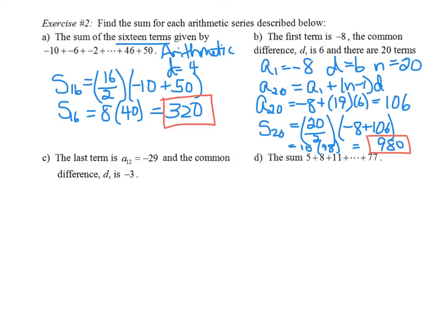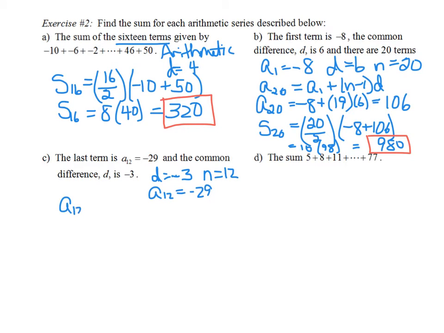That's a lot easier than listing them all down and then adding together. Plus, most of the time you're going to have to show your work, so you're going to have to show that sum formula. Let's look at part C. We know the last term, a12, is equal to negative 29, and the d value is equal to negative 3. So for this one, we know that n is equal to 12, and this time we have the last term, a12, as negative 29. We're missing a1 this time.